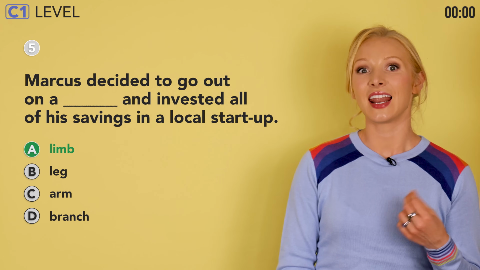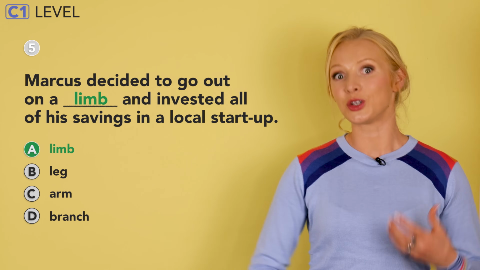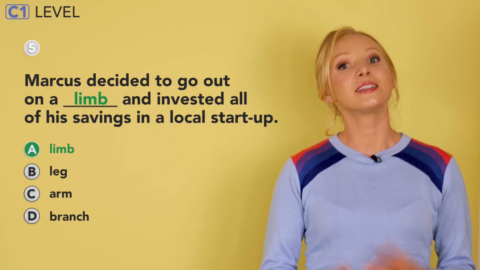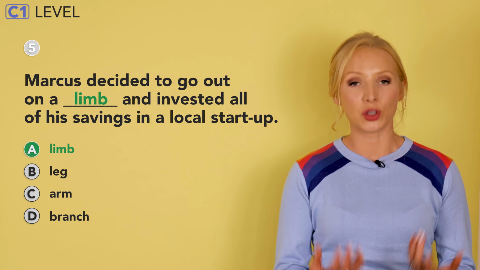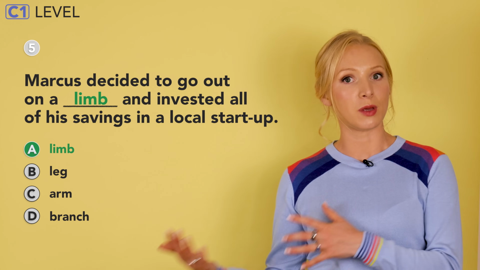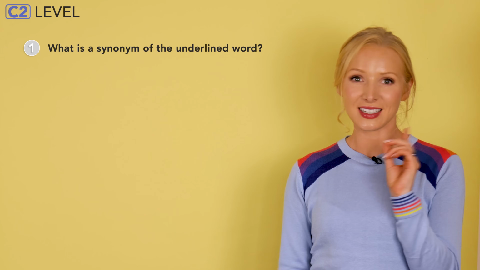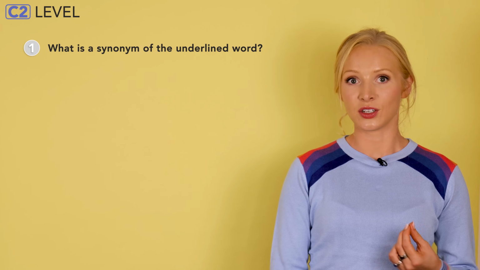It is A, limb. Out on a limb, or to go out on a limb, is an idiom we use to say we're doing or saying something that most people wouldn't. Okay, how was C1 for you? It's now time for the toughest questions of the day. C2 level. Number 1, what is a synonym of the underlined word?